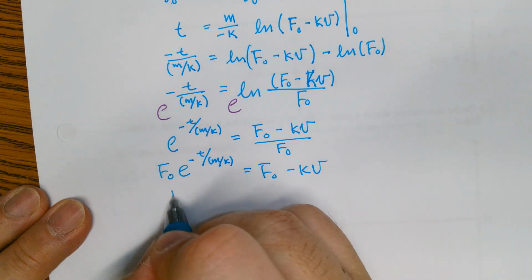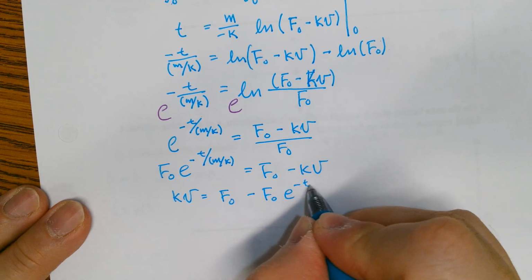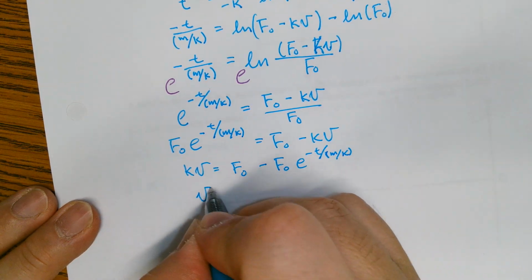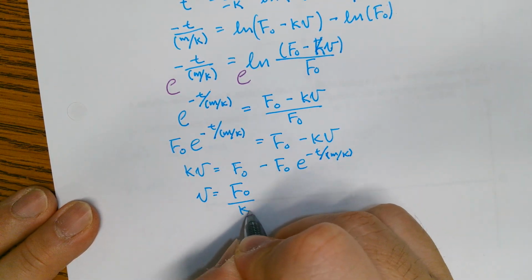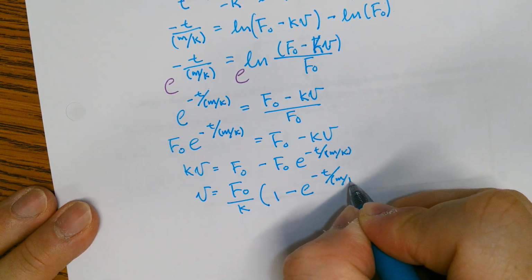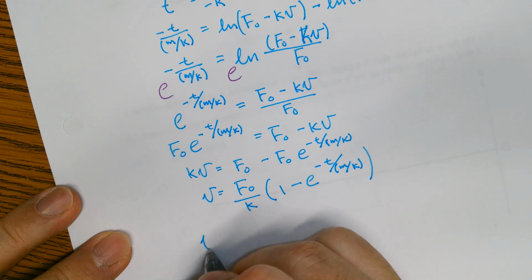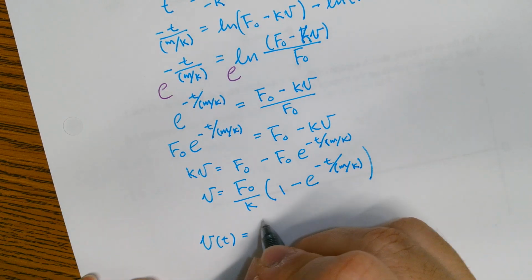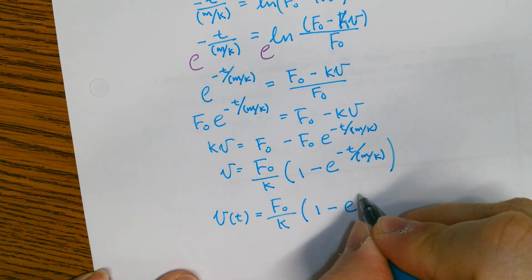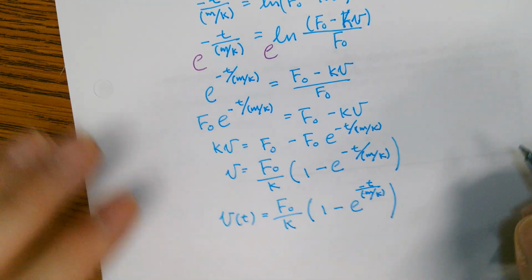Bring this to one side, so you've got kV equal to F naught minus F naught e to the negative t over m over k. Factor out the F naught divided by k, and you get 1 minus e to the negative t over m over k, as follows, right? So your v of t is equal to F naught over k times 1 minus e to the negative t over m over k. Boom.